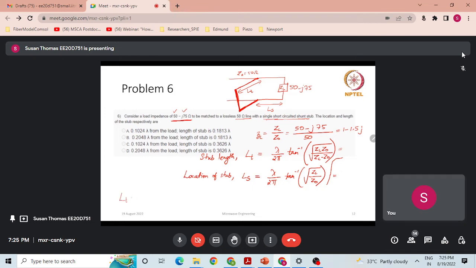Ma'am, for ZL we have to take the real part? No, here you have the reactive impedance. ZL is a combination of real and reactive impedance. So it is a complex number. ZL is a complex number. Oh, that means inside tan inverse we have a complex number ZL. Yes.